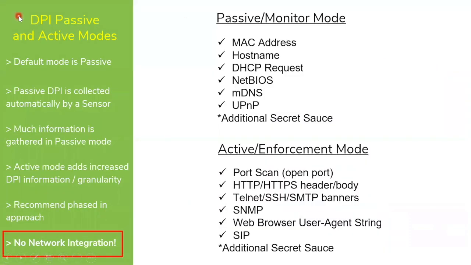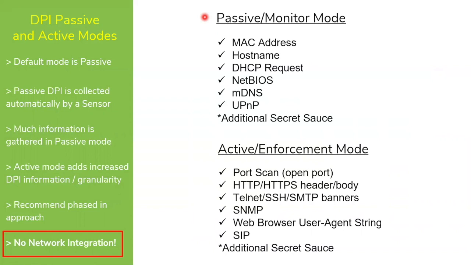Let's talk a little bit about how DPI obtains the information that it obtains. So there's a passive mode and an active mode. In a passive mode, there's a surprisingly large amount of information that gets generated by any device that connects to your network. One of the first things a device is going to do is send out ARP broadcasts to find out what its gateway is, to find out other information.